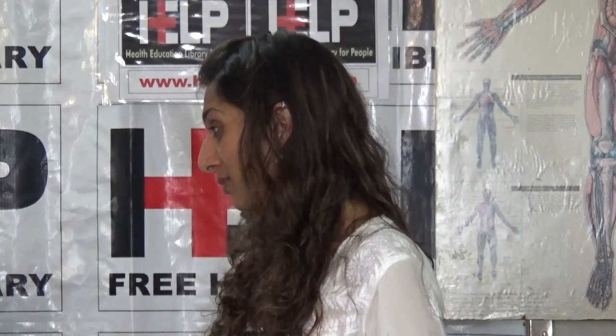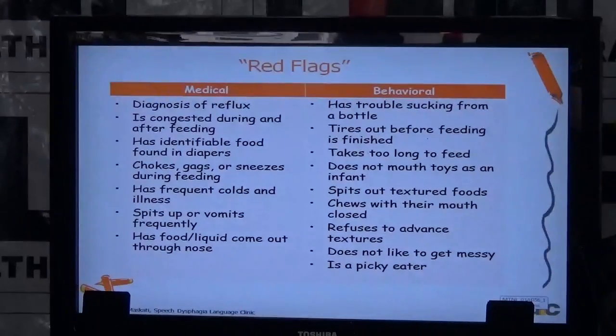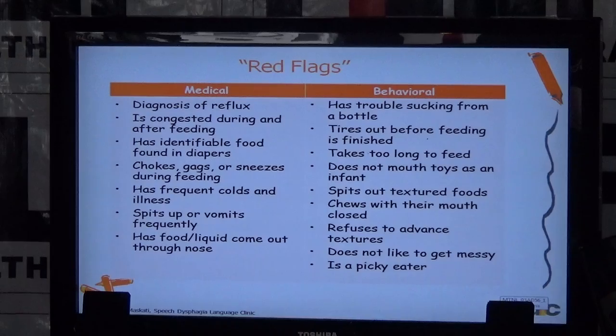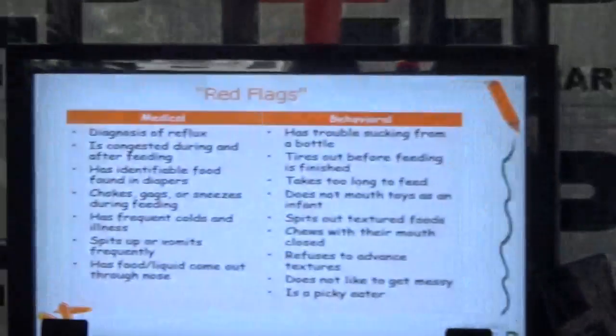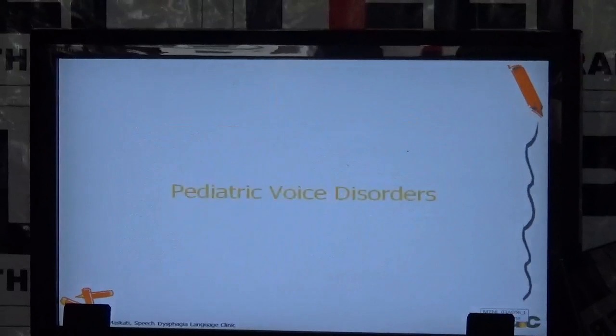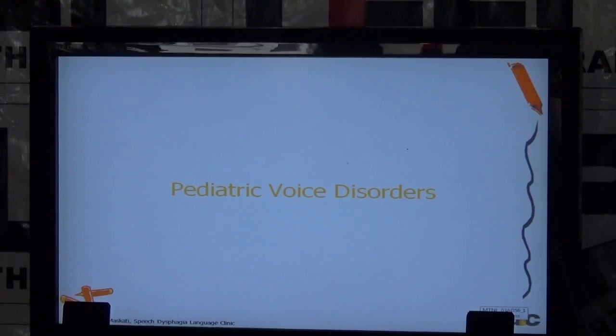And sometimes they may have mashed food, but they refuse to have anything that's harder, anything that's chewier. So that's what we say, refuse to advance textures. They don't like to get messy. If something falls, even this much, they'll be like, wipe it, wipe it, wipe it. Or they may vomit. That also happens. It happened a lot at my clinic. So that's pretty much the feeding issues.